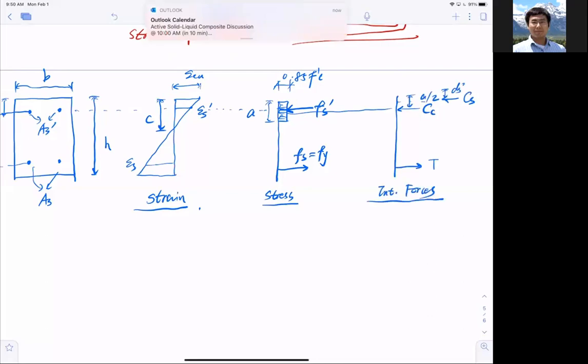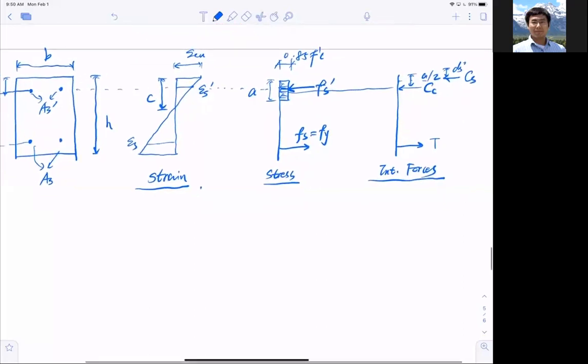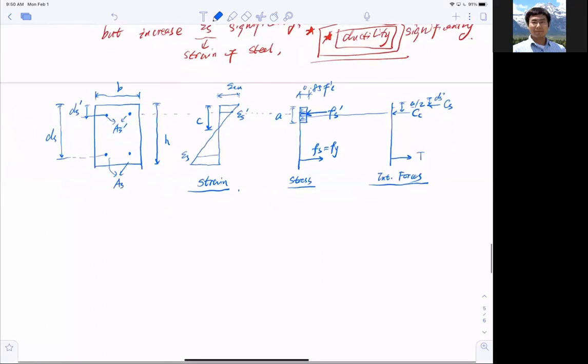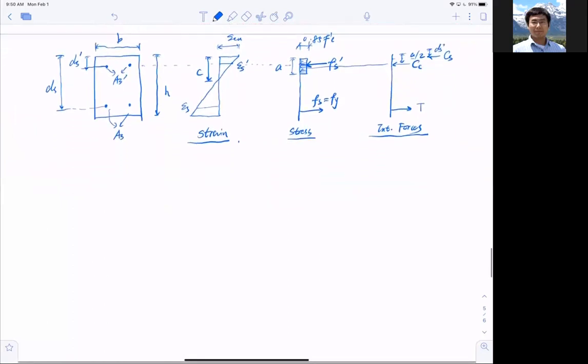Okay, this is internal forces. So that is the new internal equilibrium diagrams for a doubly reinforced section. Now, with all this, what are the additional equations we have to consider?